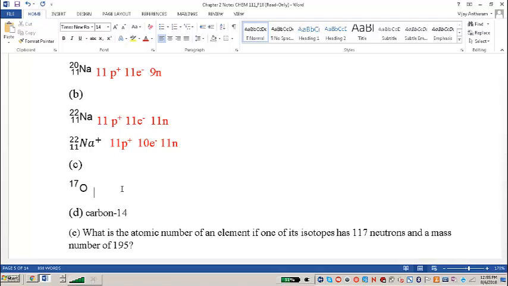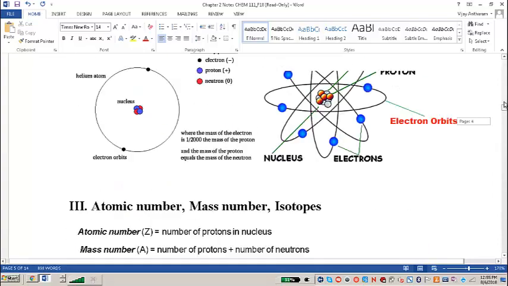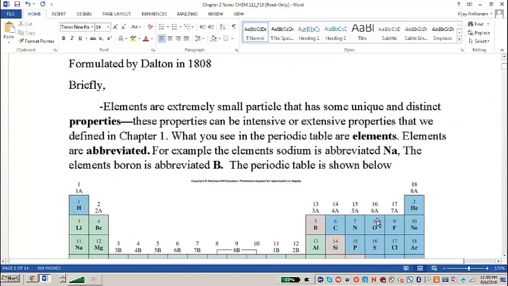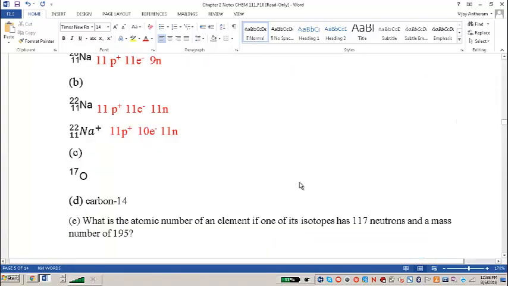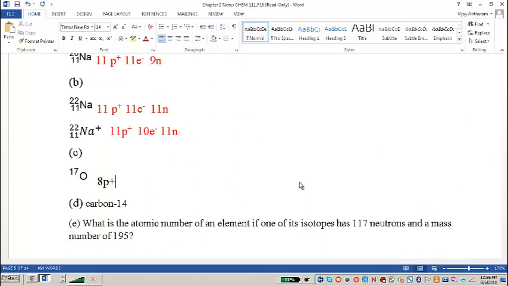All right, how about O-17? Well, look at your periodic table to see what is the atomic number of oxygen. I don't know it off the top of my head, so I'm going to scroll back up. The atomic number of oxygen is 8. So this has 8 protons.